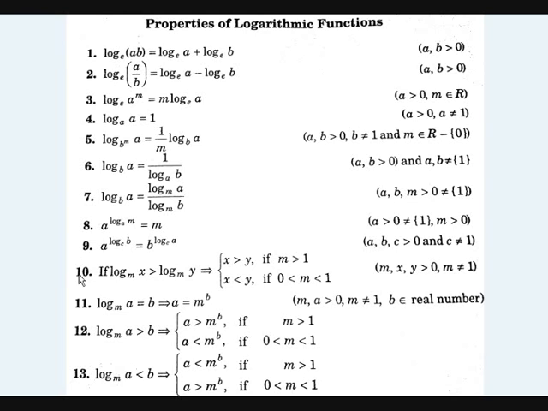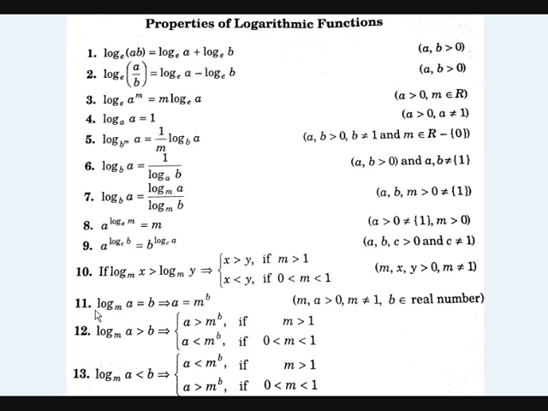And the 10th property, if there are two logarithms with the same bases and one logarithm is greater than another logarithm, means log x base m is greater than log y base m, then x will be greater than y if m is greater than 1, and x will be less than y if m is in between 0 and 1. Okay, now as always x, m, y greater than 0 and the base should not be equal to 1, m not equal to 1.